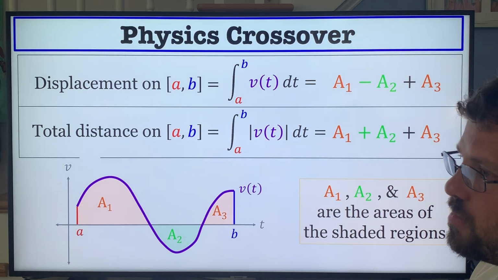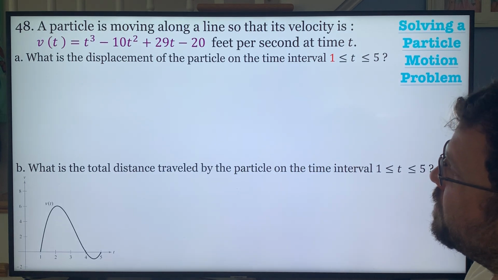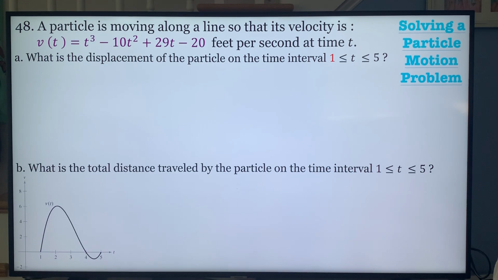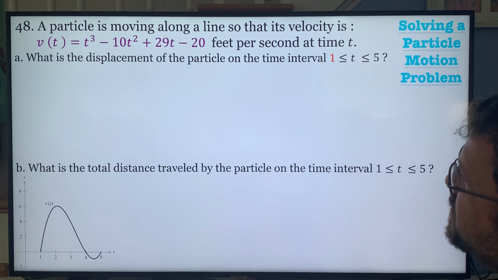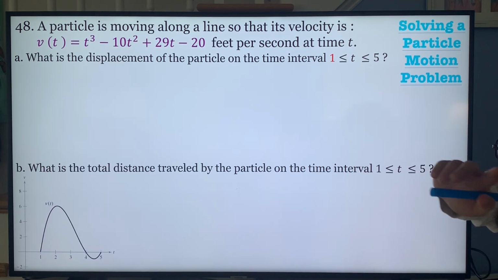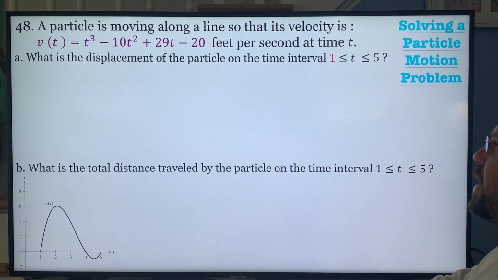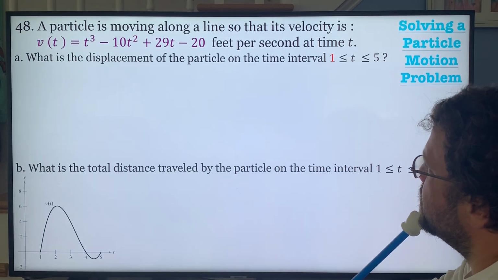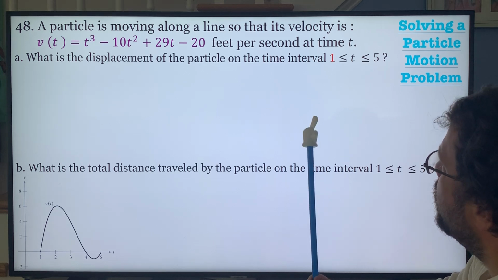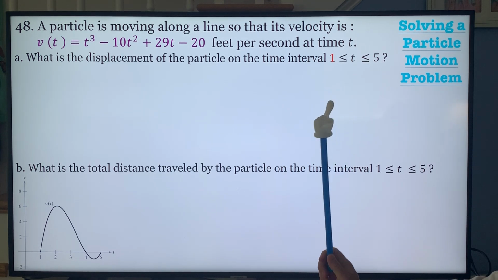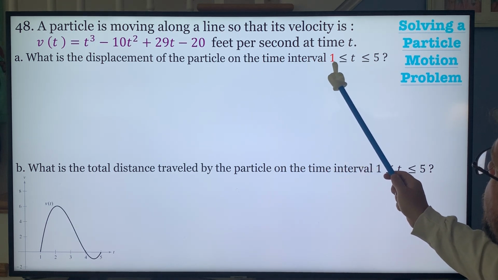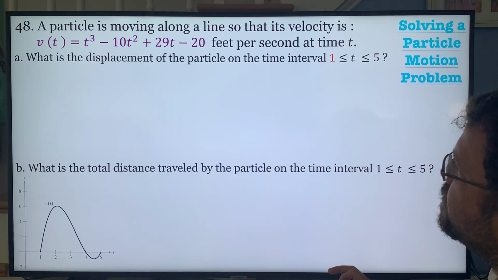All right, this is much later on. So, last question of the day. Long day, but it's the last question. A particle moves along a line, so the velocity is t cubed minus 10t squared plus 29t minus 20 feet per second at time t. What is the displacement on the time interval from t equals 1 to 5?